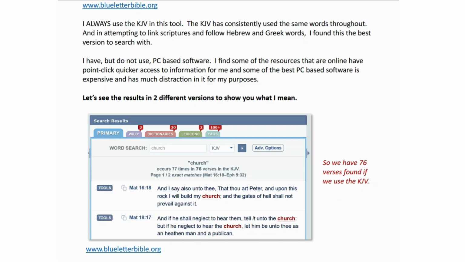I have, but I don't use PC-based software. I find some of the resources that are online are easier for me to get to the information I want to know than using eSword. So that's why I use this. And I'm going to show you how I searched on the word church. I've got pictures here in the PDF file for you, but I want to show you live.